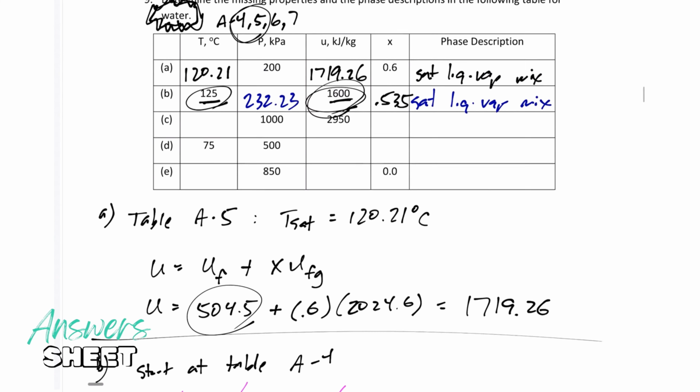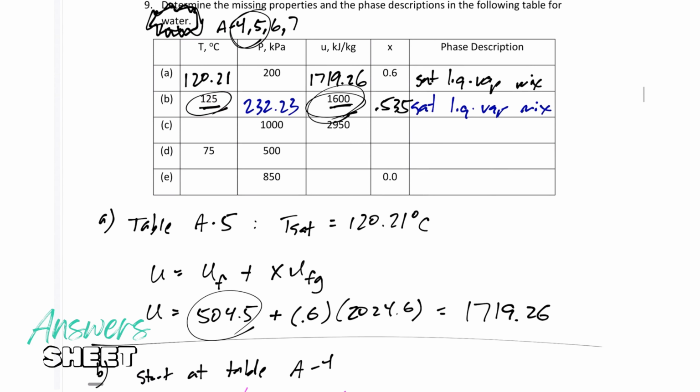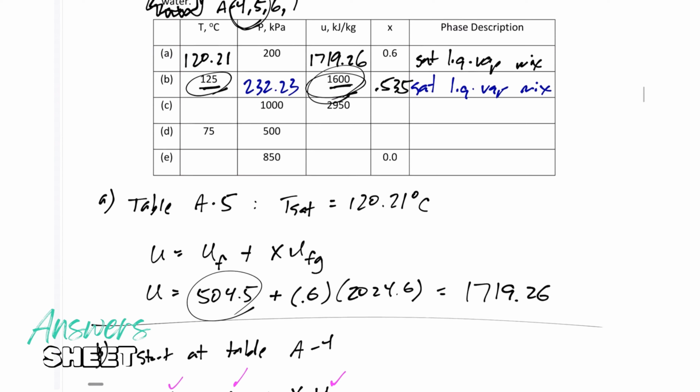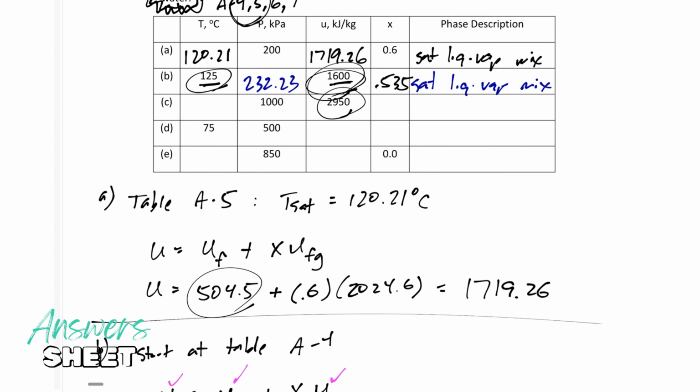All right. Problem number C. If they tell me, hey, we're still water, still SI units, the pressure is 1,000 kPa, the u is 2950. Do I know whether it's saturated or superheated or not? I don't know. So I'm going to start at the saturated, and if my values are out of the range, then I'm not saturated. I'll go to A5 because that's a saturated pressure table, organized by pressures, and I'm given pressure. A5, go to 1,000, and I'm looking for a u of 2950.